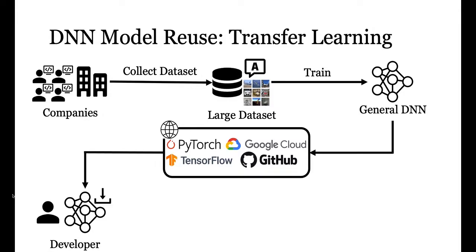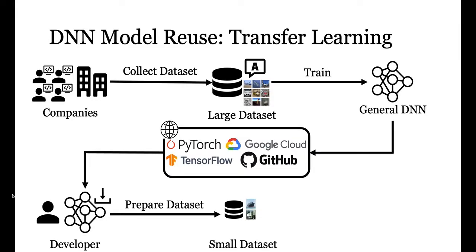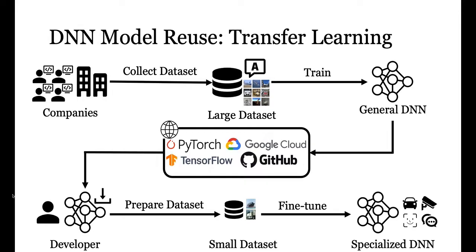Then, an individual developer wants to reuse the model and downloads it from the internet. She then prepares a small-scale, task-specific dataset and fine-tunes the model with this dataset. The final model is a specialized DNN that can only perform certain tasks, such as face recognition, question answering, and car detection.